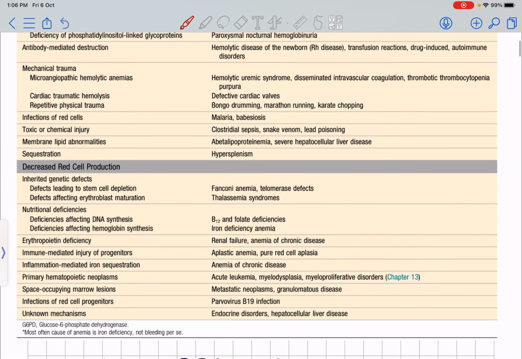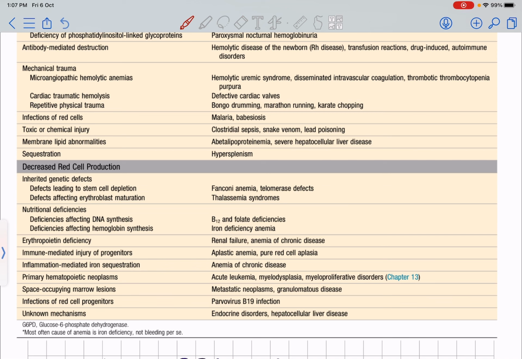So we saw blood loss, we saw hemolysis where increased RBC destruction was there, now decreased red cell production. Now there is not even sufficient production to begin with. This can again be inherited. For example, defect leading to stem cell depletion, seen in Fanconi's anemia and telomerase defects. Defect affecting erythroblastic maturation, thalassemia syndromes. Nutritional deficiency affecting DNA synthesis, B12 and folate deficiencies, and deficiency affecting hemoglobin synthesis, iron deficiency anemia.